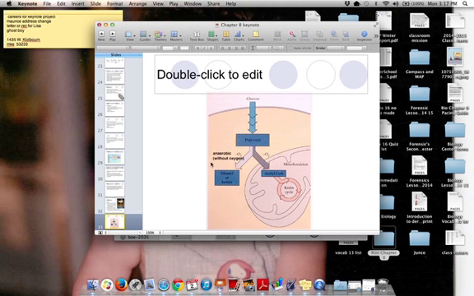So all of these are prefixes that you want to take a look at tomorrow and that you will need to know for the test.